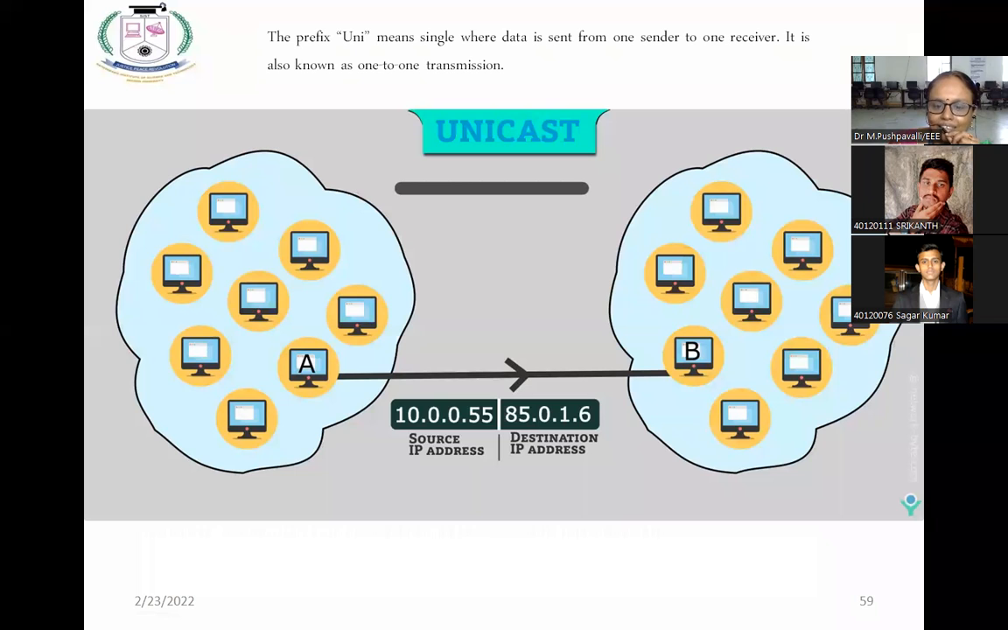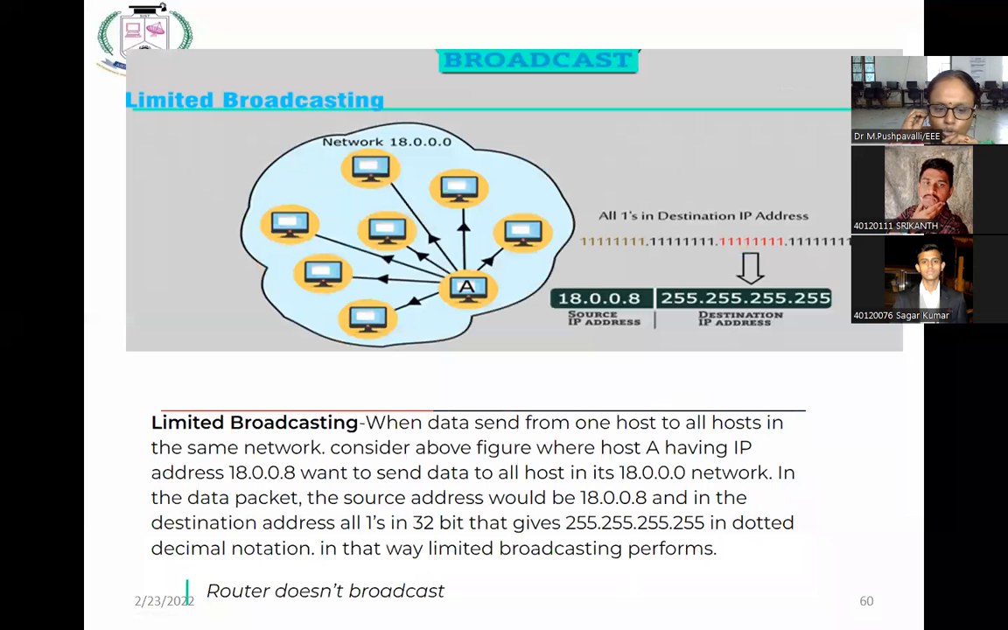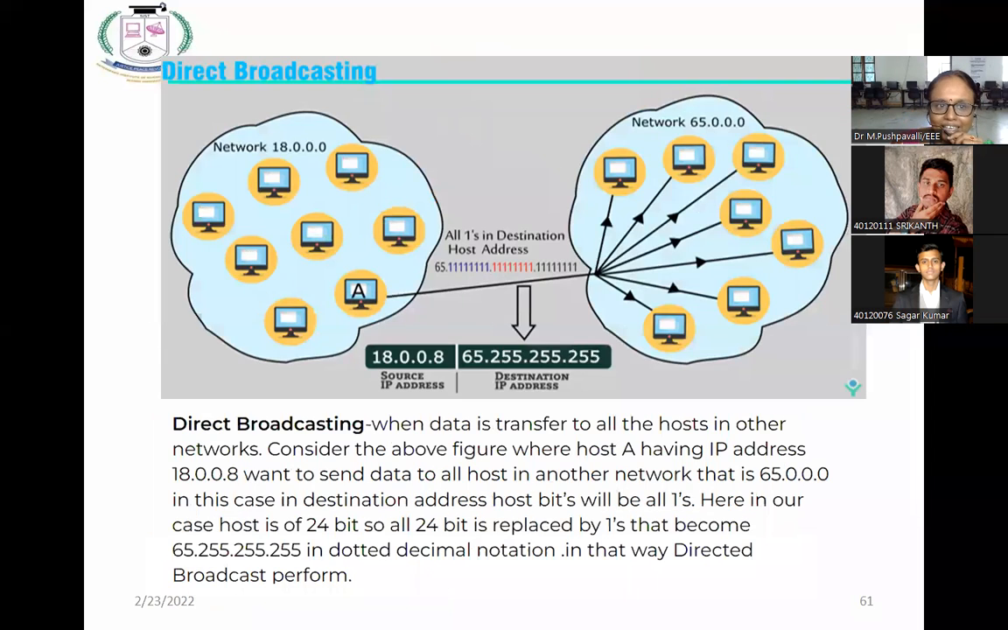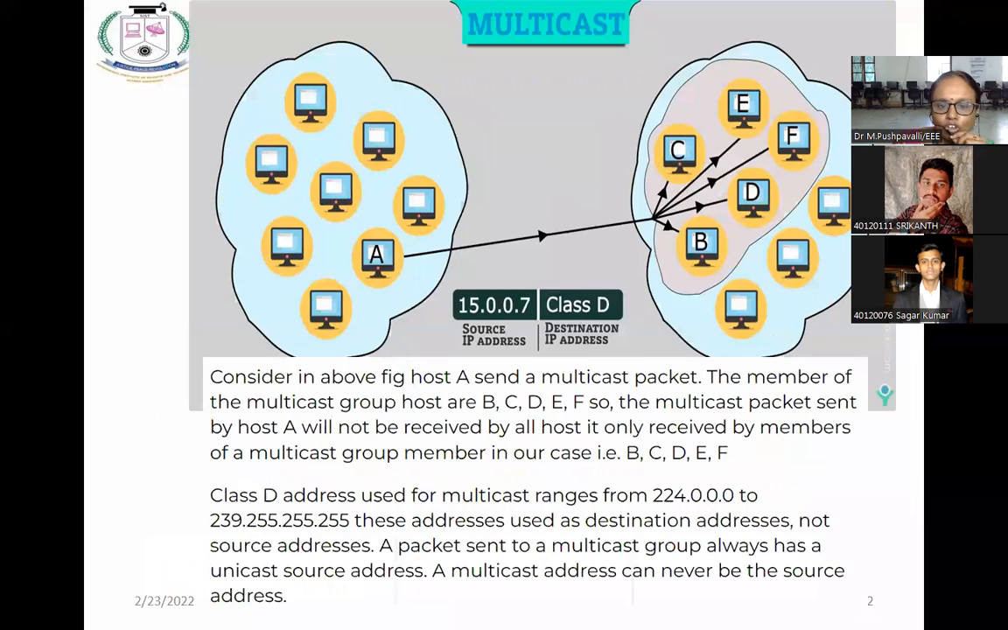Now you understand this is unicast. Source and destination: where my packet will be delivered, source to destination, that is unicast, from one sender to one receiver. That's all unicast, one-to-one transmission. In broadcasting, we have two kinds: limited broadcast and direct broadcast.